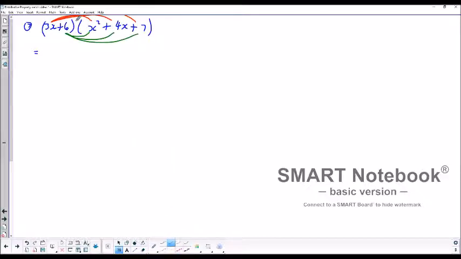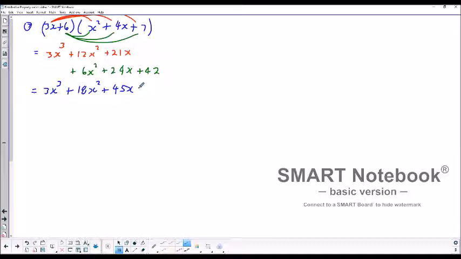And so anyway, here we've got 3x cubed, 3x times 4x is 12x squared, and 3x times 7 is 21x. And then 6 times x squared, we get plus 6x squared plus 24x, and then plus 42. And we simplify all that. And we get 3x cubed plus 18x squared plus 45x plus 42. Okay, so that's how these things are done.